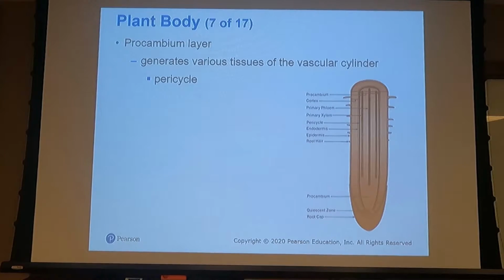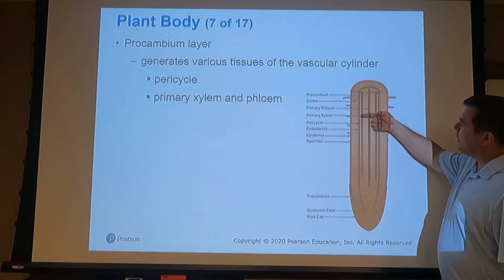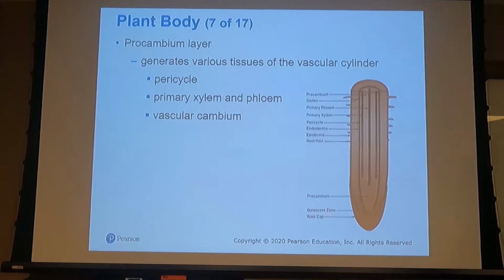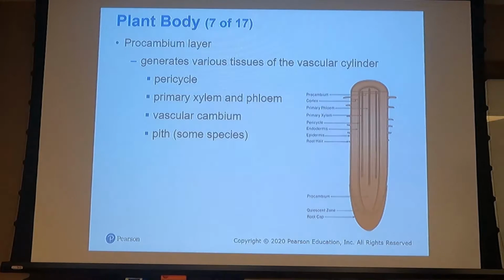We also have the pericycle. Our primary xylem and phloem. So here's our pericycle, primary xylem, primary phloem. Vascular cambium. Some species will have a pith.